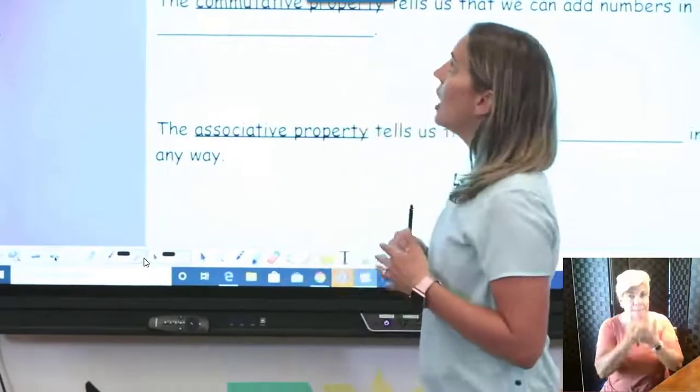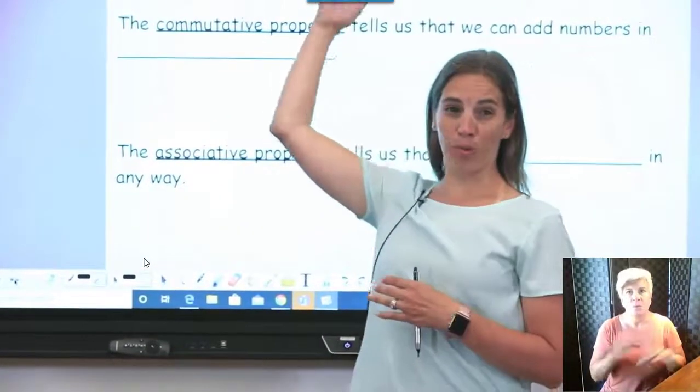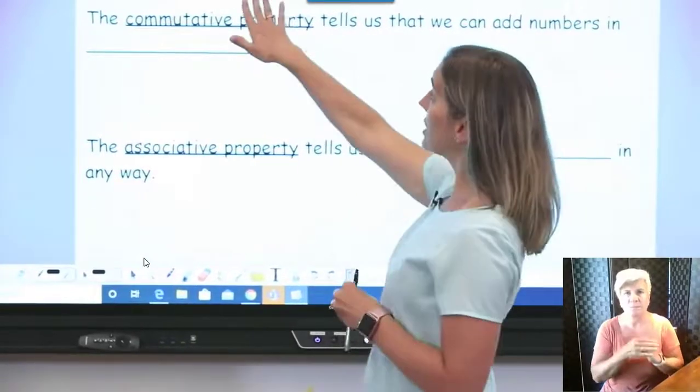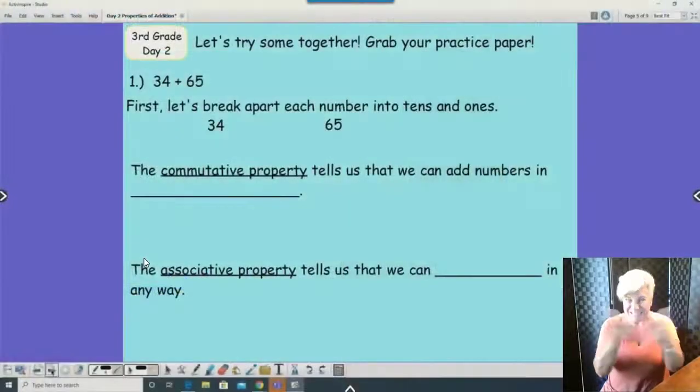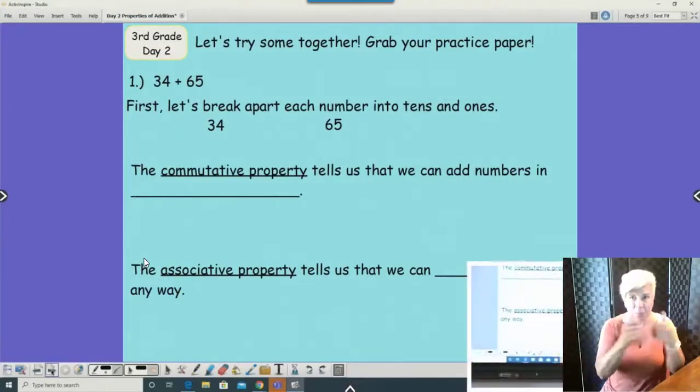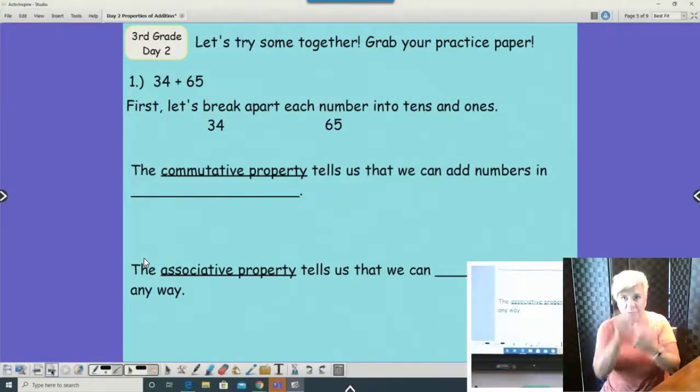Okay, we're going to do 34 plus 65. So we're going to start with some smaller numbers here. The first thing I want to do is break these numbers apart into tens and ones. Now last time we broke them apart and we drew base 10 blocks. But this time we're just going to break them apart by their place value.